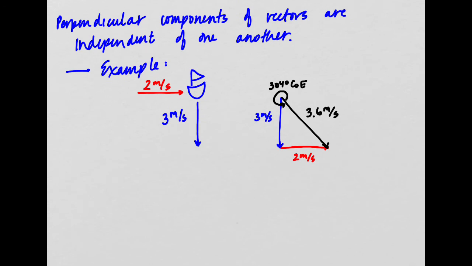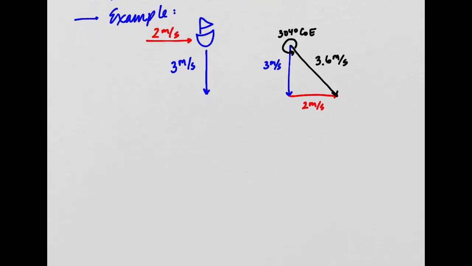So the whole point of this section is to show you that the perpendicular components of vectors are independent of one another, meaning this vector doesn't have any effect at all on this vector. The cross current has no effect whatsoever on the forward motion, or the forward velocity, I should say, of the boat.